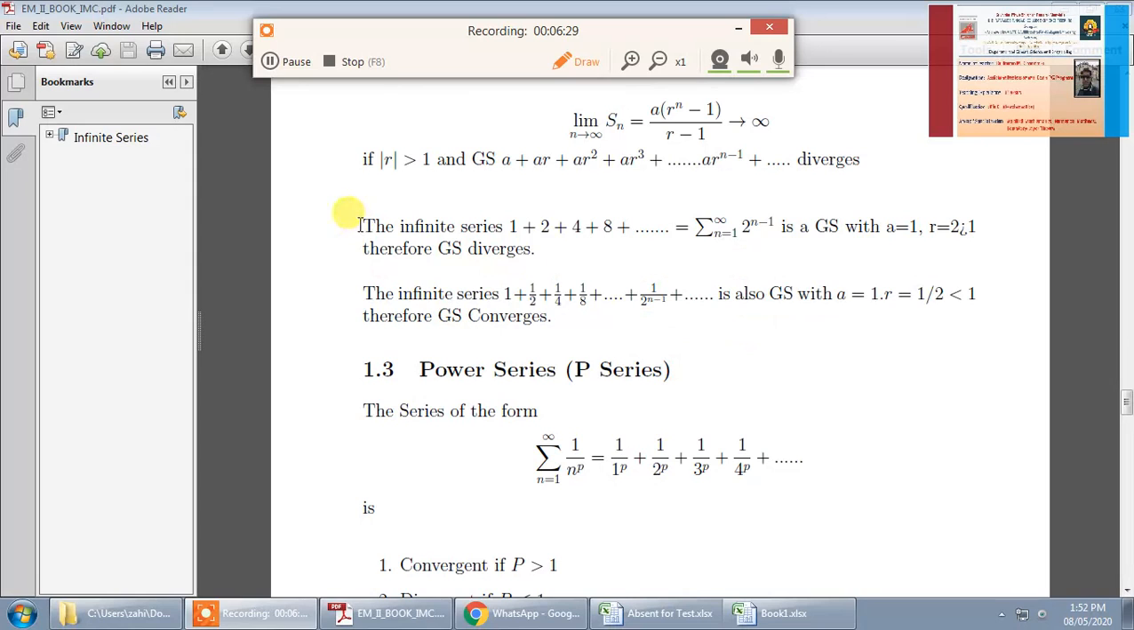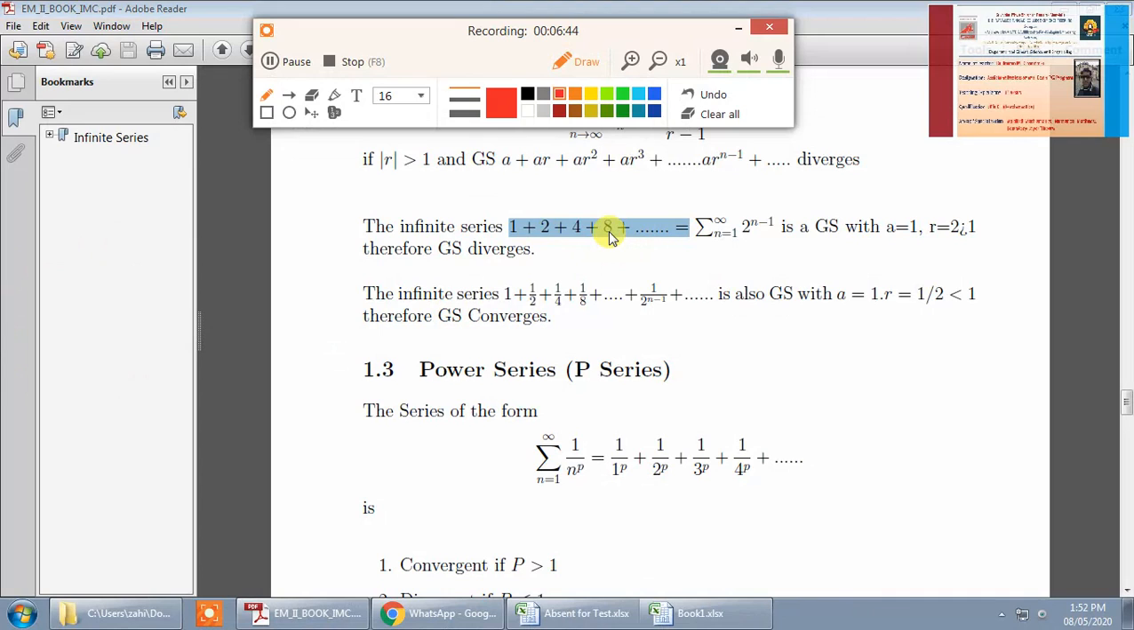So we can see one example. Suppose that you have an infinite series like 1, 2, 4, 8 and so on. Just now we have seen that this is a divergent series. So here this series will be nothing but 2 raised to n minus 1. This is your un, and you will find the limit as n tends to infinity of un.